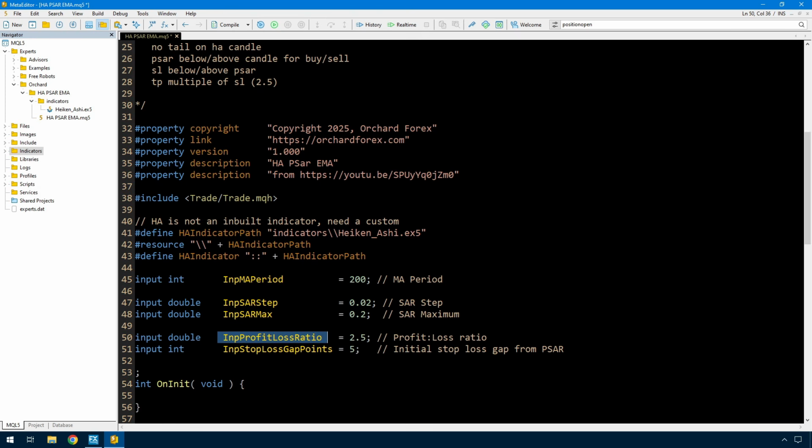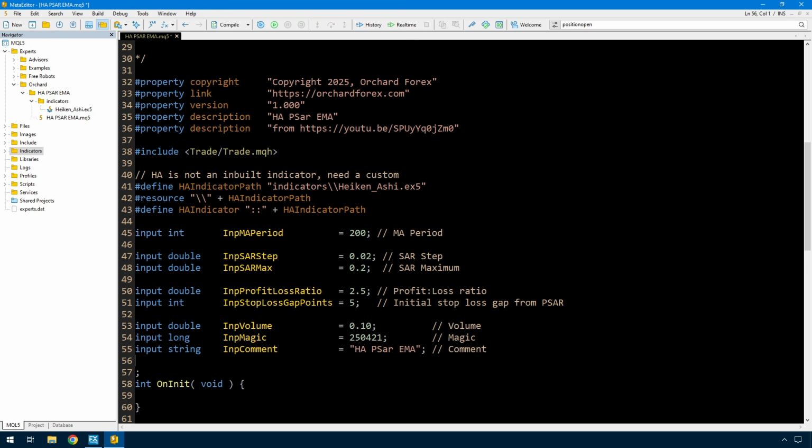But then I have the profit loss ratio at 2.5, so the take profit will be 2.5 times the stop loss. And then this stop loss gap in points is the distance away from the PSAR value where I'll set the initial stop loss, and I've just set that at 5 points. And then some standard values, the volume for each trade, magic number, and a comment. And I'm defaulting the volume here to 0.1.